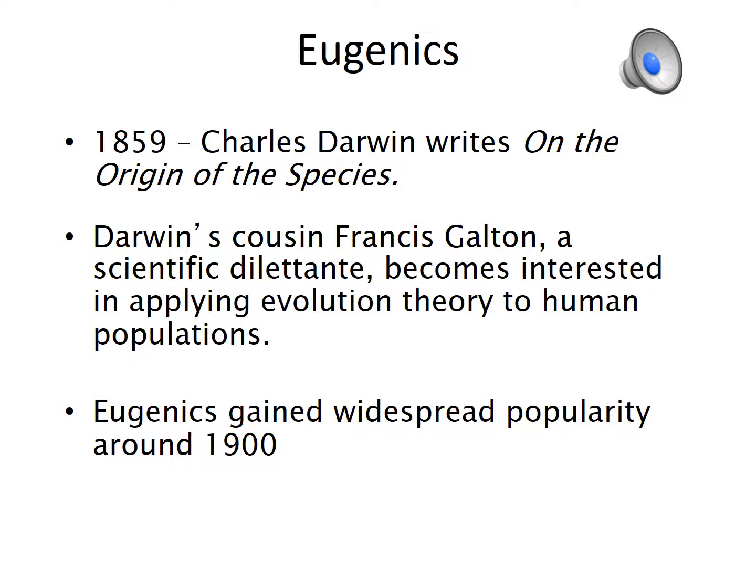Now, he had a cousin who was a dilettante, who would try this and try that. And he became interested in applying this evolution theory to human populations. If it is true for fruit flies that they can adapt and change to their environment over generations, but fruit flies' lives are so short that you can see many generations, perhaps that could be true with human beings as well. And eugenics gained widespread popularity around 1900.